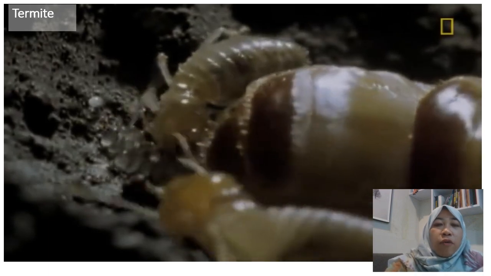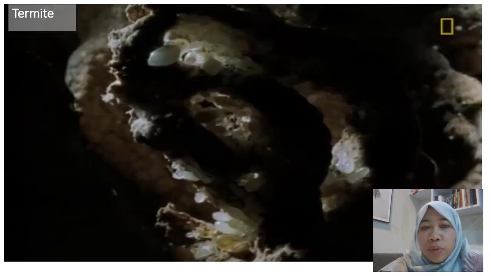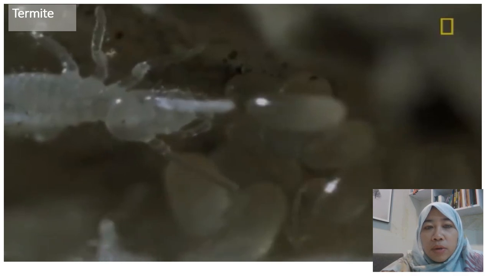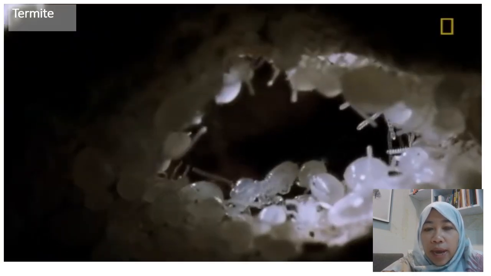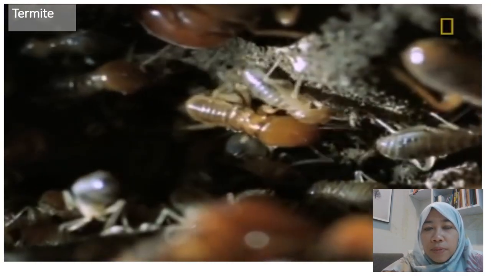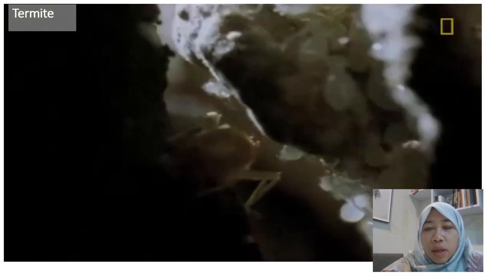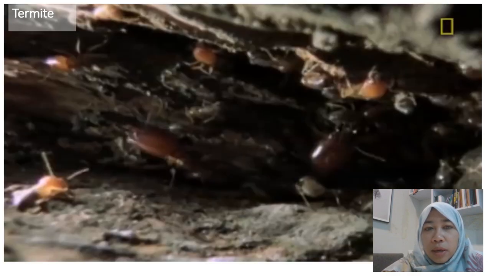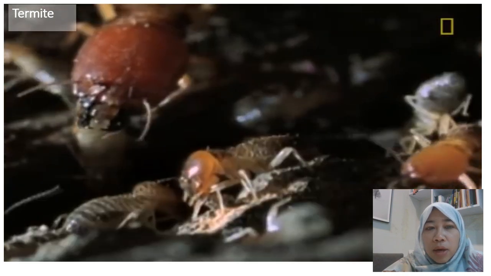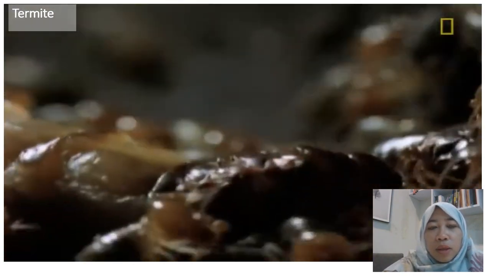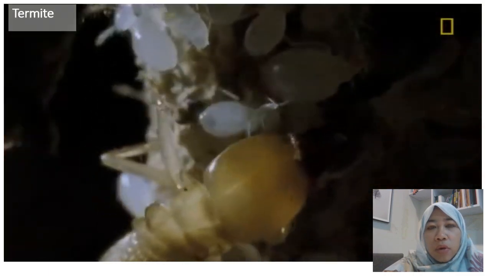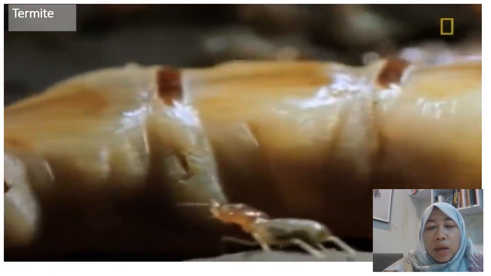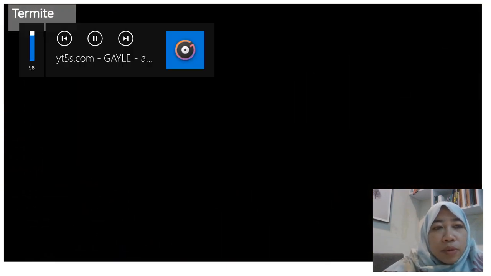This is the worker, and this is also a worker, whose job it is to continually build and repair the nest, supply it with food and water, and care for the queen, eggs, larvae, pupae, and adults. This is the soldier. Soldier is for protecting the whole colony. Okay, then we move to the next slide.